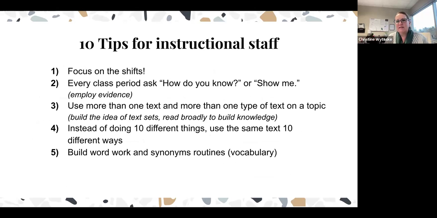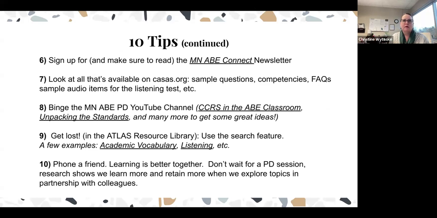Use more than one text for more than one activity, or more than one type of text on a topic, for example. You want to build the idea of using text sets, or reading broadly to build knowledge. So you're not just taking one text, or you can take a text and find different ways to use it, different things you're doing, referring back to the same text. So you're getting that repeated reading in there. Vocabulary, word work, synonyms, abbreviations, things like that. Definitely worth digging into doing some extra work in that area.